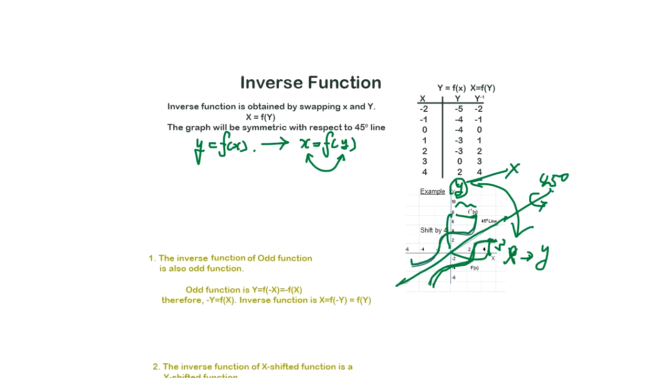Okay, so if the function is like this, I'll use a different color. After you swap x and y, it's going to be like that. So it's always symmetric with respect to the 45-degree line. So what's so important about this?